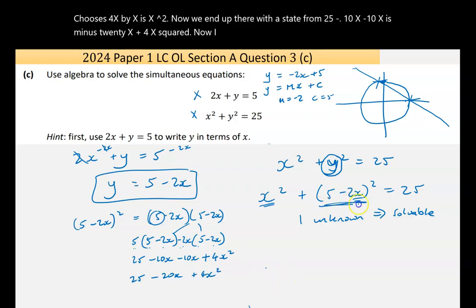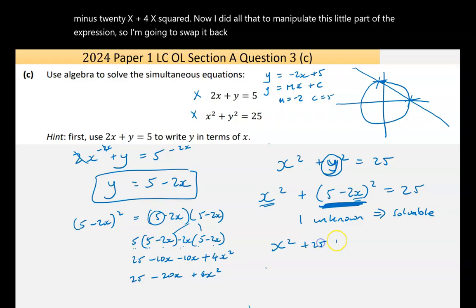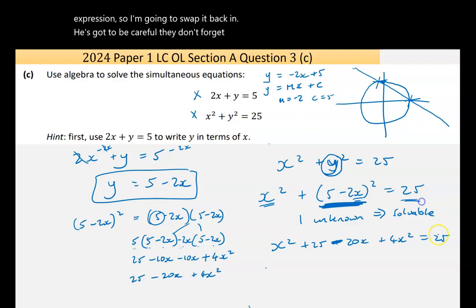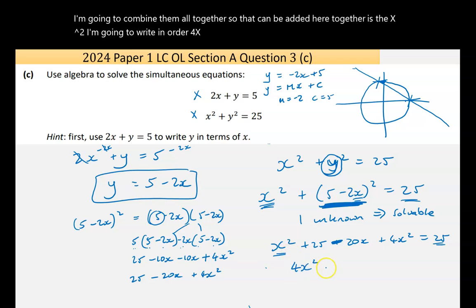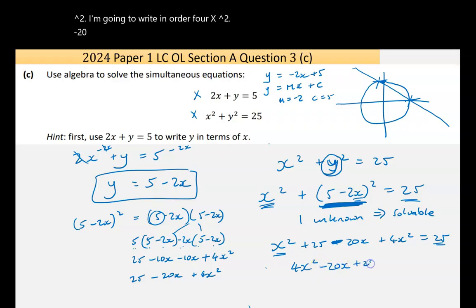Now I did all that to manipulate this little part of the expression. So I'm going to swap it back in. Just got to be careful I don't forget to keep the 25 and keep the x squared. Okay. Now I'm going to combine them all together. So what can be added here together is the x squareds. I'm going to write in order 4x squared minus 20x plus 25 is equal to 25.